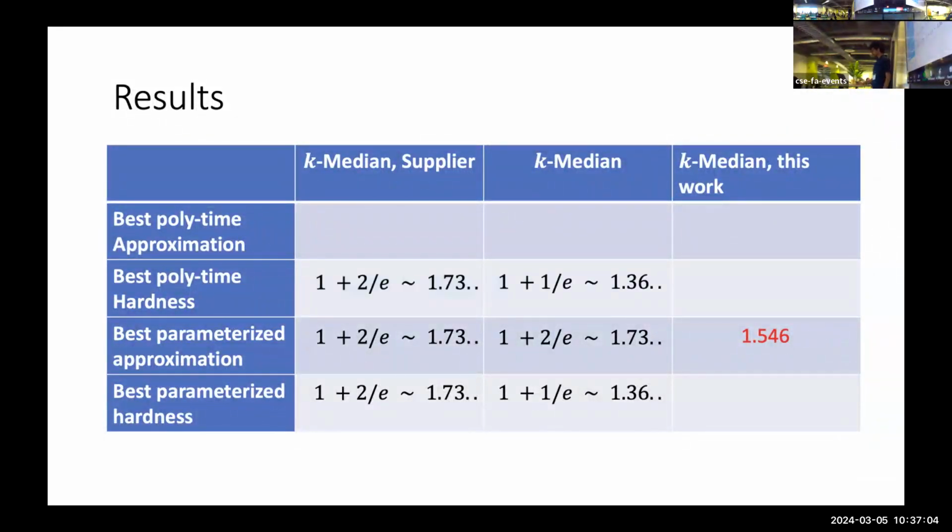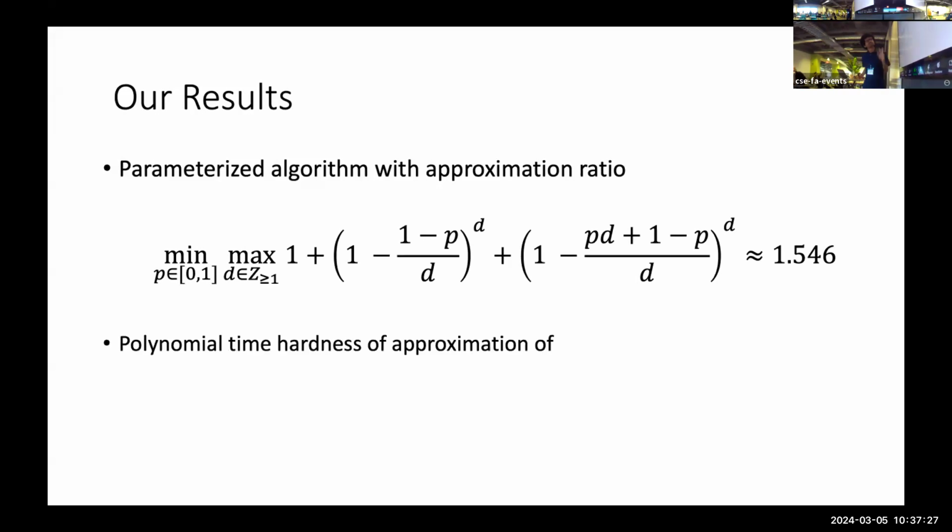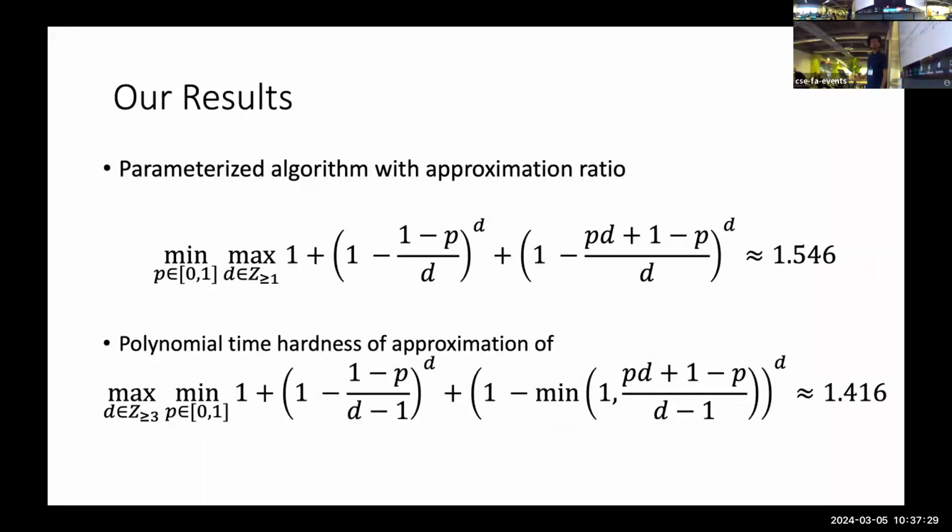And the second result is an improved polynomial time hardness. So the hardness is 1.73 and 1.36, even in the polynomial time regime. We improve the hardness to 1.4 for the non-supplier. So those two are our results. Let me restate them because there's some nice structure to these results, which you can see. So these are our results.